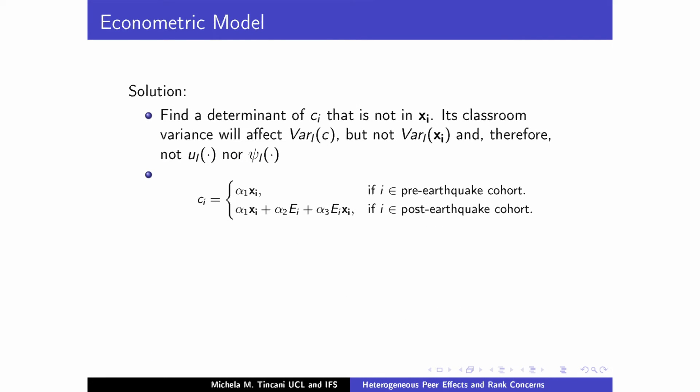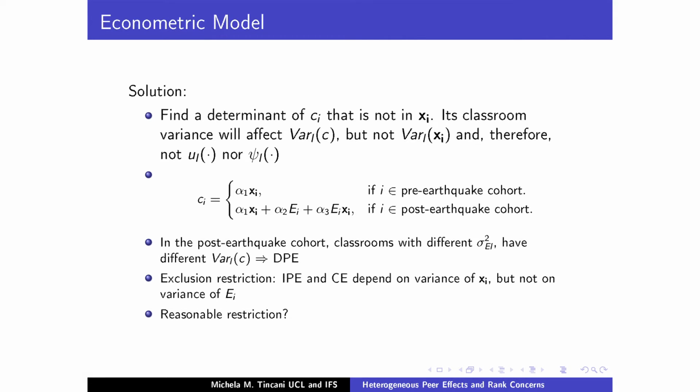So what is the solution? The solution here is, well, find a determinant of the cost of effort of a student that is not in X, so it's not one of the student characteristics. Its classroom variance is going to affect the variance of the ability to study, but not the variance of the student characteristics X. And therefore, it's not going to affect the indirect peer effect U and the correlated effect phi. So what is this characteristic or this variable? Well, for students who are in the post-earthquake cohort, I allow their cost of effort to be affected by the damage to their home, and I interacted it with student characteristics.